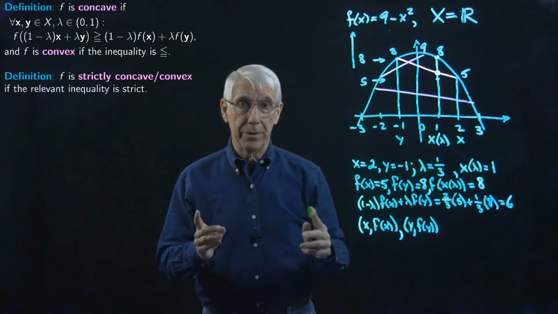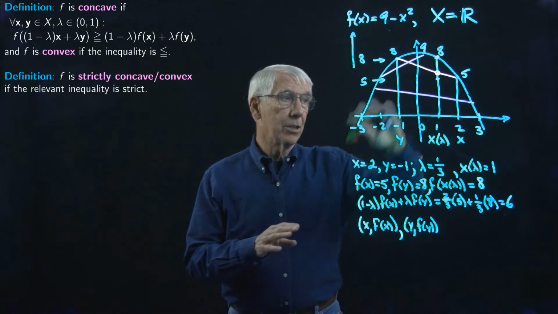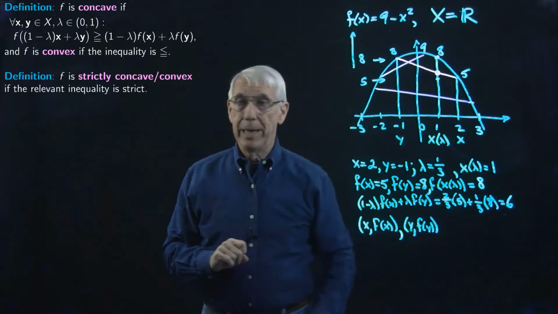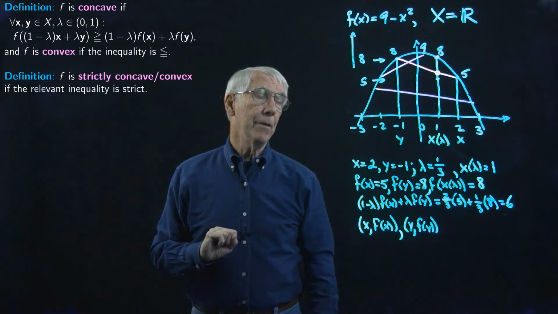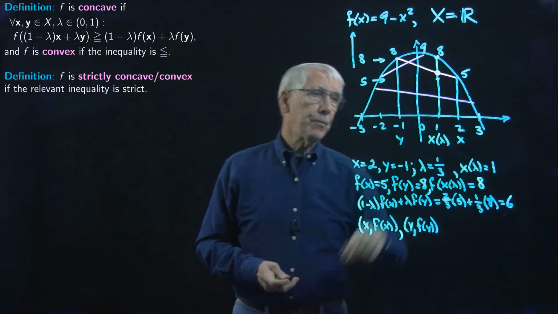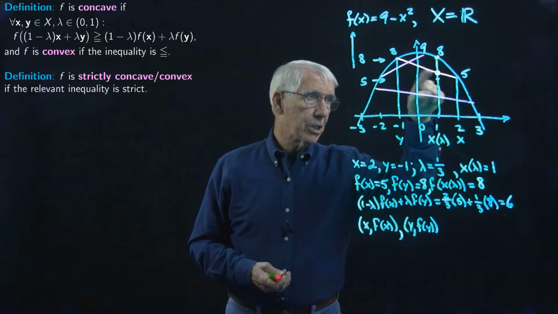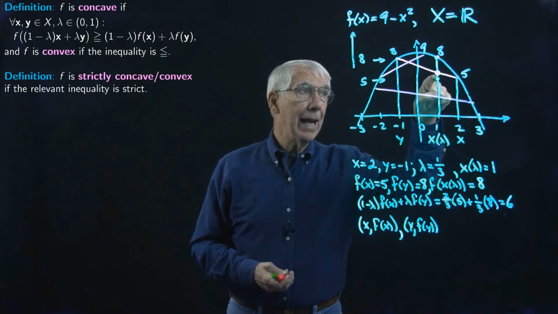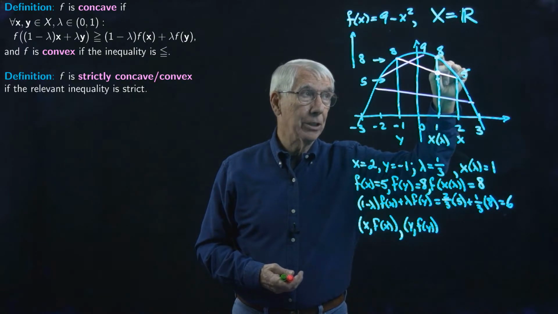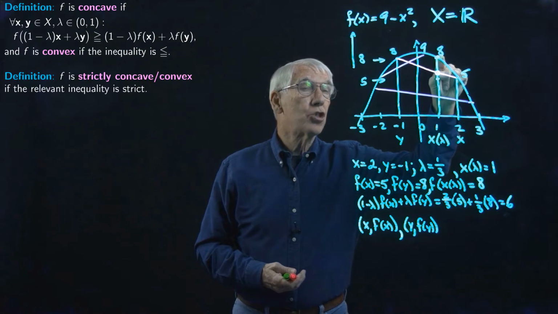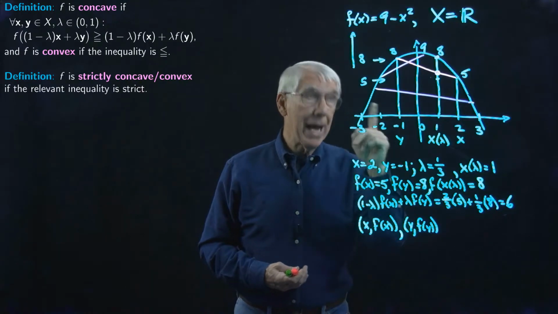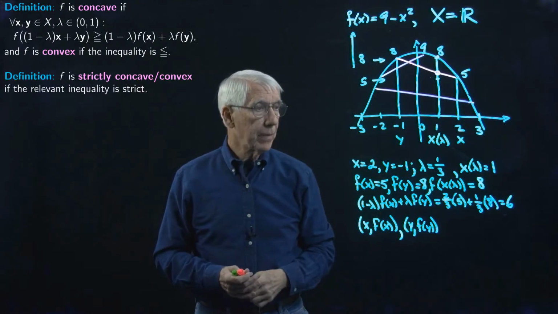So in fact, again, this is not a proof, this is just taking the intuition of the picture here. We can say that this function, 9 minus x squared, is actually strictly concave because we can see that it's always going to be the case that the value at a convex combination is going to be strictly bigger than the convex combination of the 2 values. So this actually is a strictly concave function.